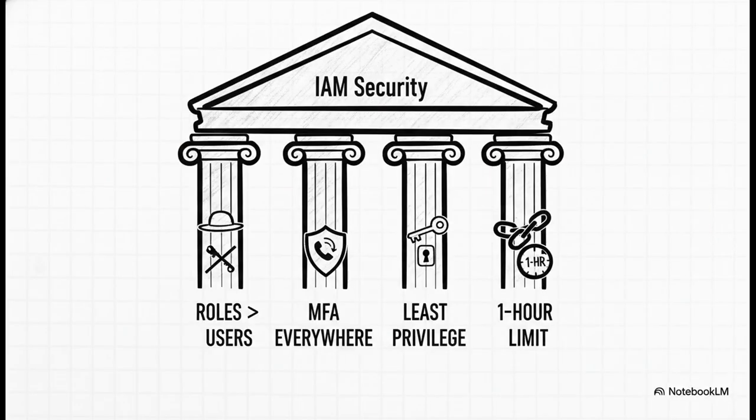All right, let's wrap this up with the key takeaways for the exam, the stuff you absolutely have to know. Number 1, prefer IAM roles with their temporary credentials over IAM users with their static keys, every time. Number 2, protect everything with multi-factor authentication, especially that root user. Number 3, live by the principle of least privilege. Only grant the minimum permissions needed. And number 4, remember that 1-hour session limit for role chaining. These are really the 4 pillars of good IAM security.